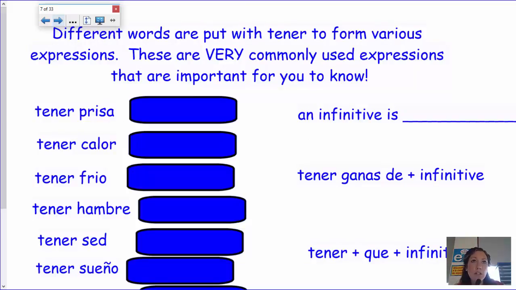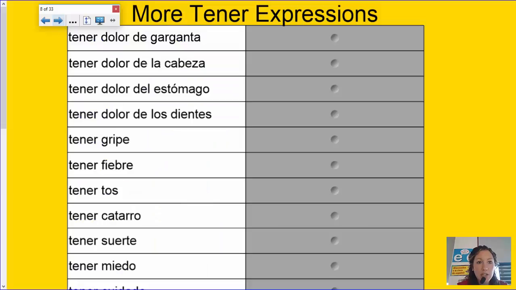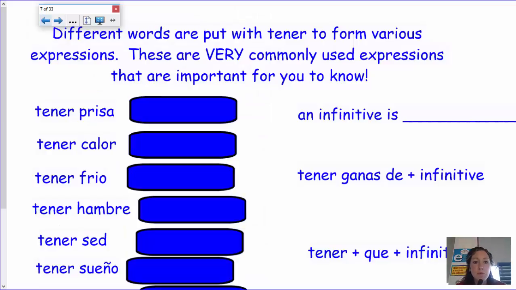So now we have to learn how to use tener with a set of expressions. And these expressions are things that we use every single day in English. Although they're going to be worded a little differently when we translate them from Spanish to English, but they're essentially the same expressions that you guys hear all the time. So first you have this shorter list, and then if you look on the next page, we're going to be filling even more in.